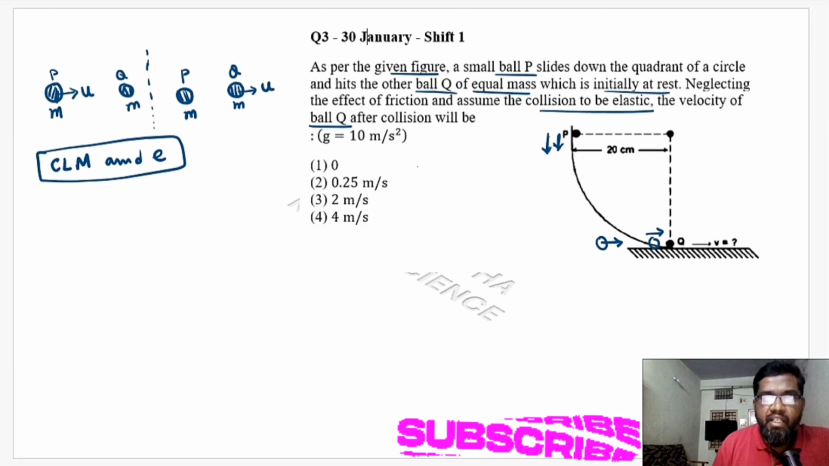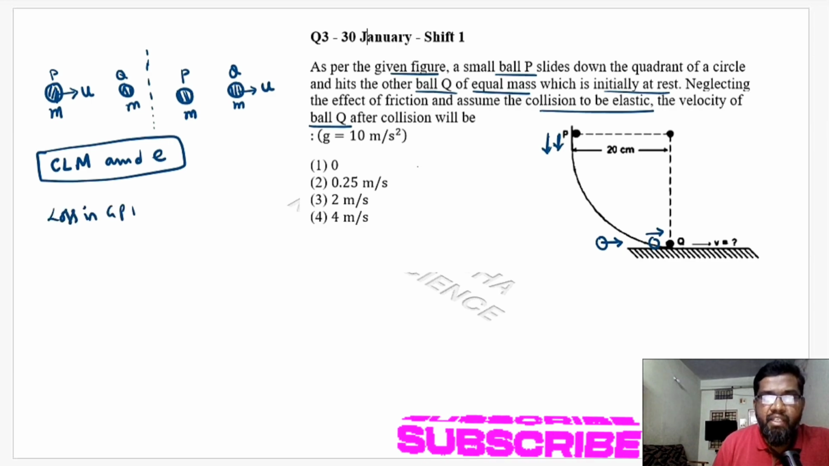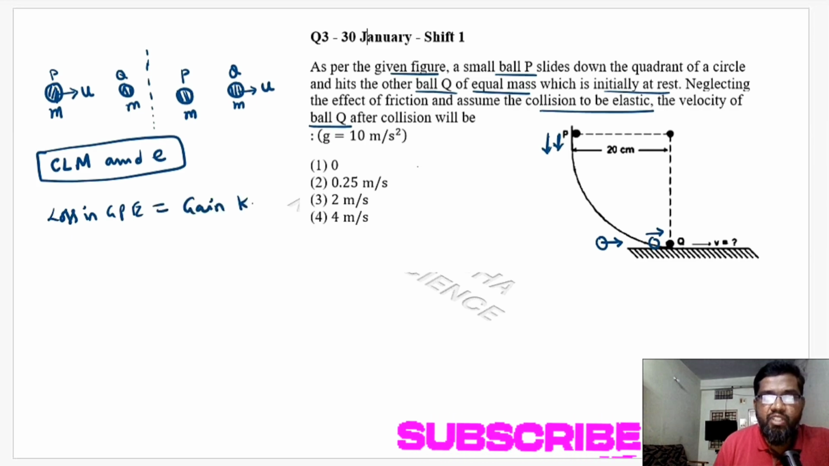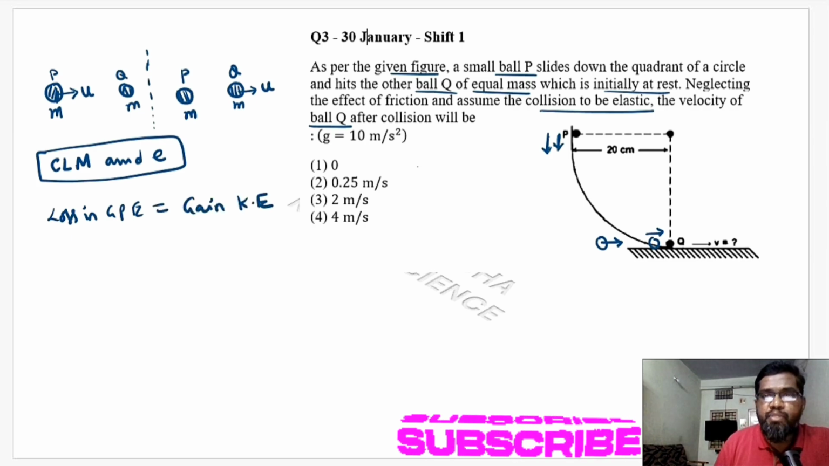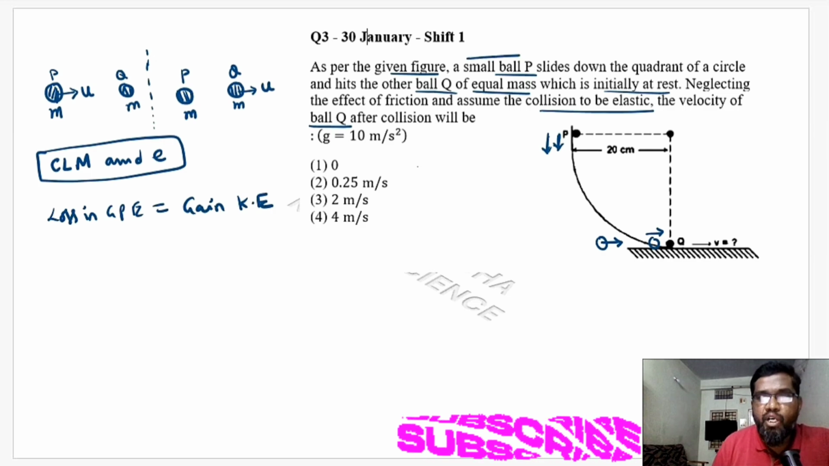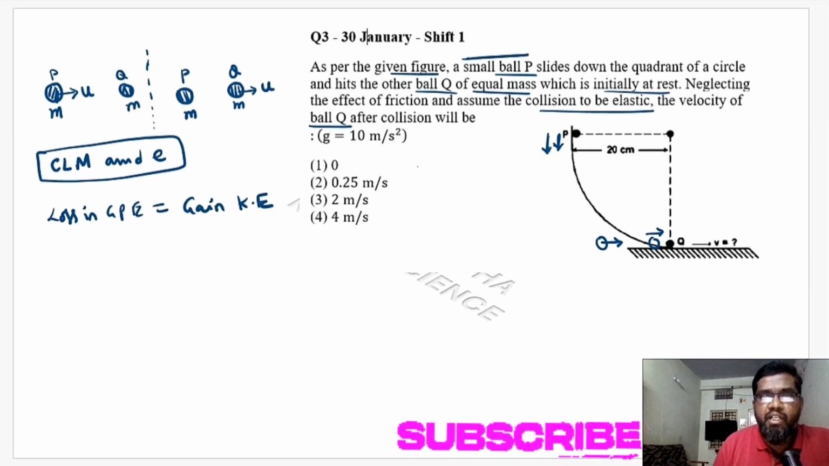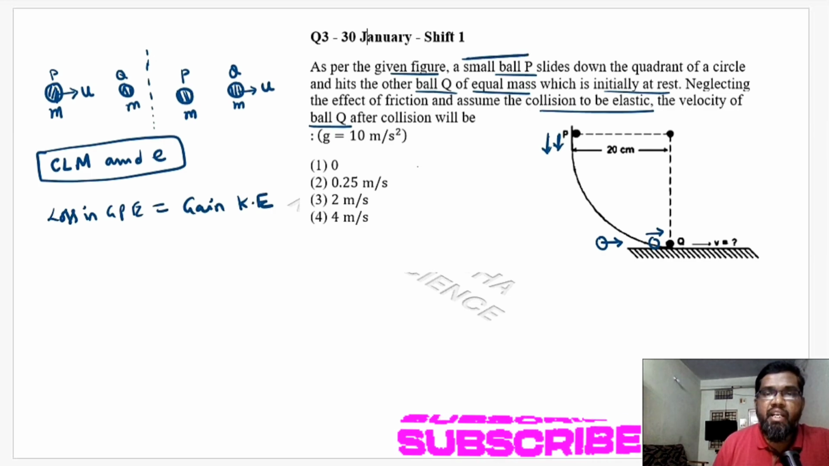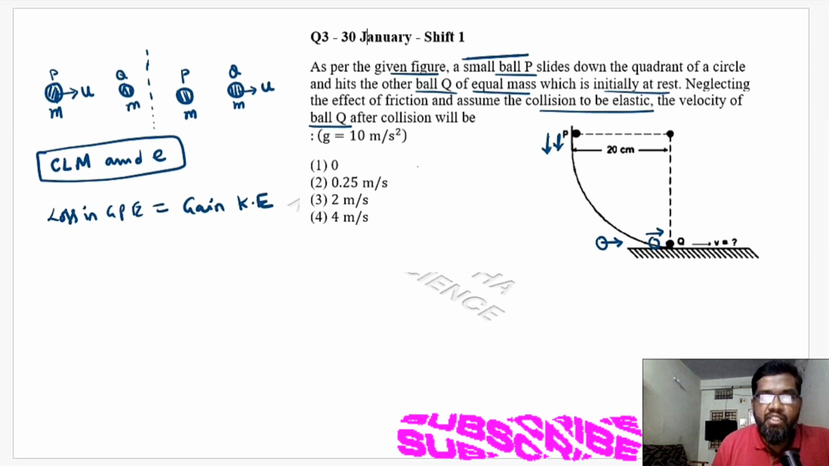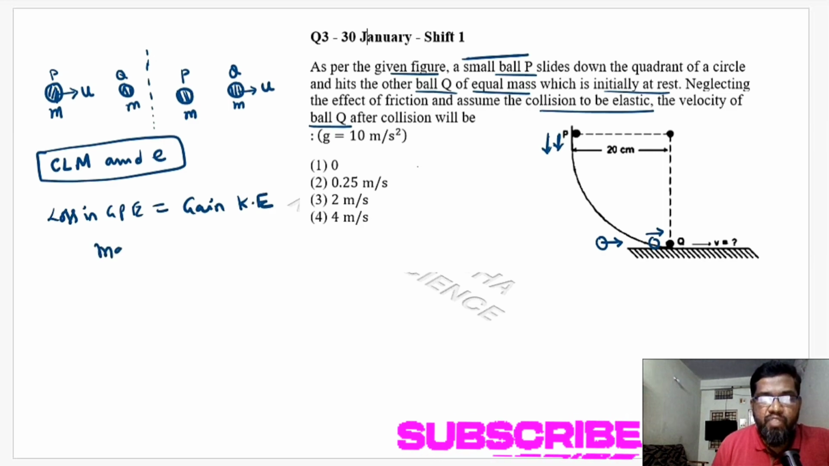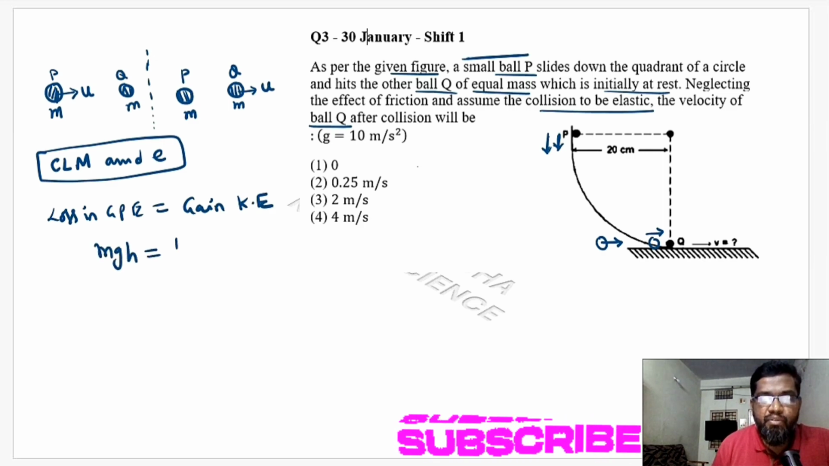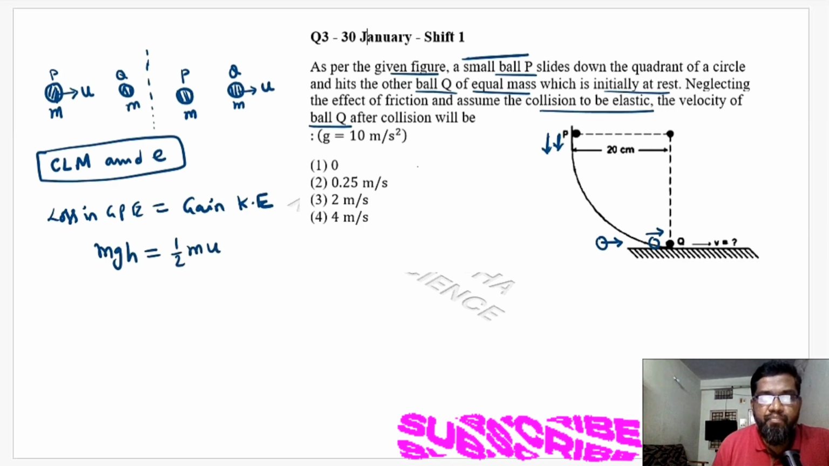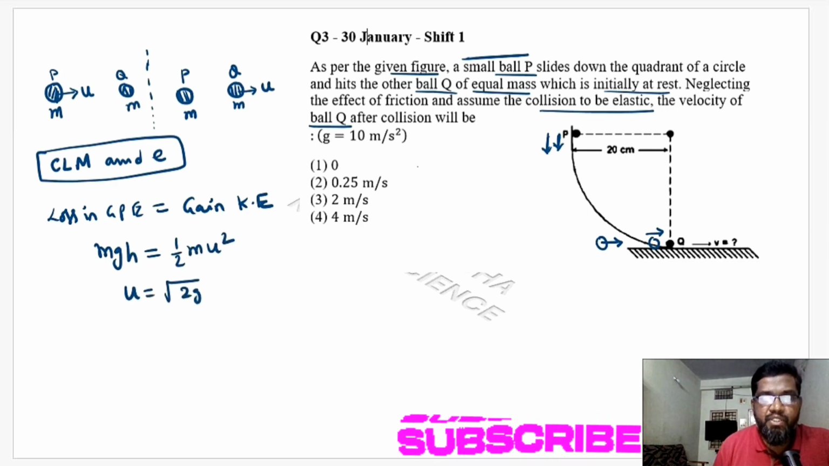It is simply that the loss in gravitational potential energy will be equal to the gain in kinetic energy. We assume that it is given as a small ball, so I can ignore the rolling of the body, and I will consider only the translational motion of the body. So mgh is equal to half mv squared. From here I'll get the speed u equal to root 2gh.